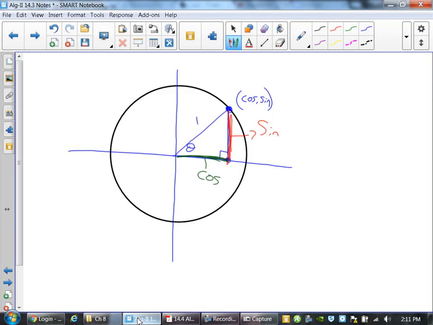Now watch what happens after I get rid of all this stuff. That's a right triangle, isn't it? What's the Pythagorean theorem? A squared plus b squared equals c squared. Therefore, sine squared plus cosine squared equals 1. Sine squared of x plus cosine squared of x is going to equal 1. It's a Pythagorean identity. Okay? We have Pythagorean identities.